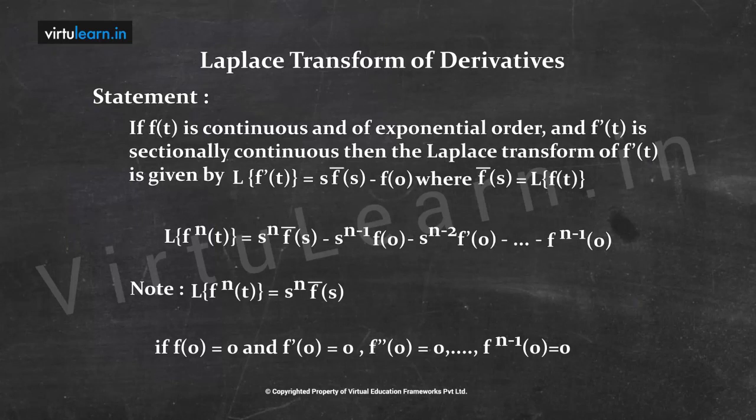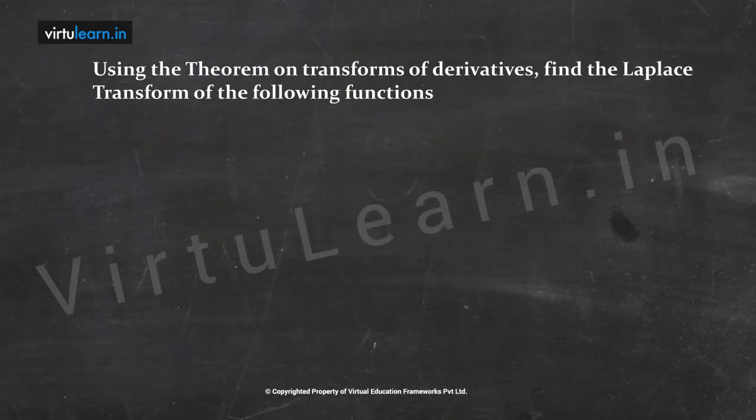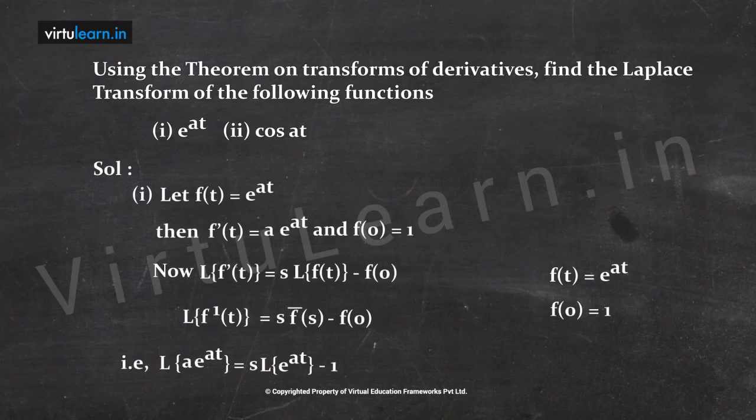First example: using the theorem on transform of derivatives, find the Laplace transform of the following. First question, e power at, and the second question is cos at. You know very well that the Laplace transform of e power at from the basic definition is 1 by s minus a. But they are asking to use the theorem on transform of derivatives, and using that concept you have to show that the Laplace transform of e power at is 1 by s minus a. You have to understand the concept.